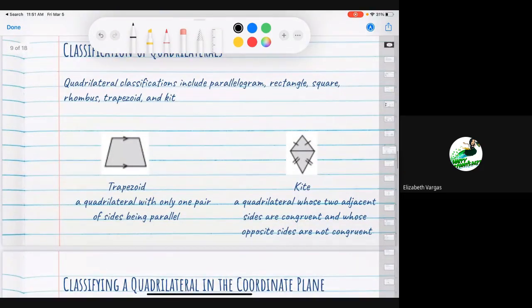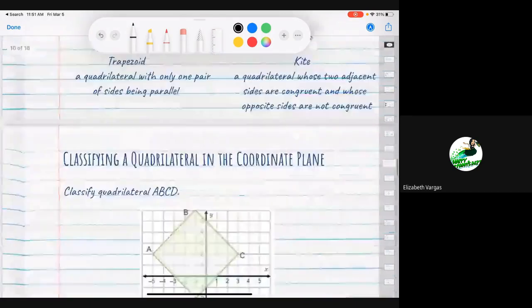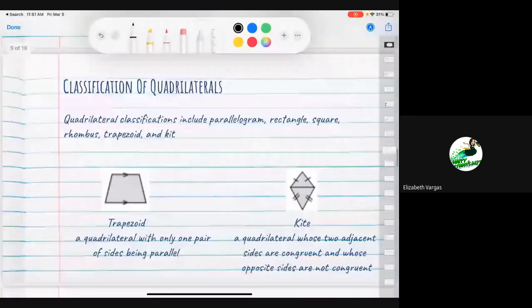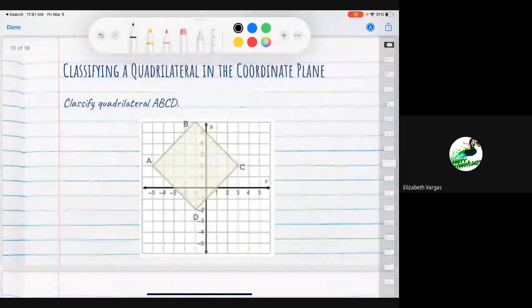Later on, we'll get into trapezoid. We won't be working with trapezoid today, but it is a type of quadrilateral, and a kite, which we'll also get into later. But what we can do with this information is, like we did with the triangle, classify this quadrilateral. So we want to identify what kind of figure this is, okay?